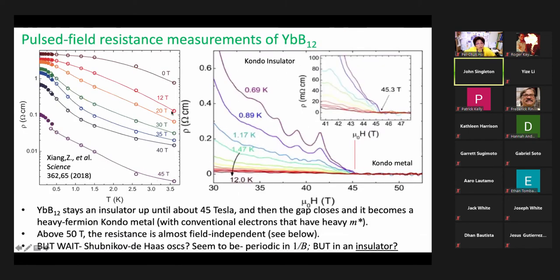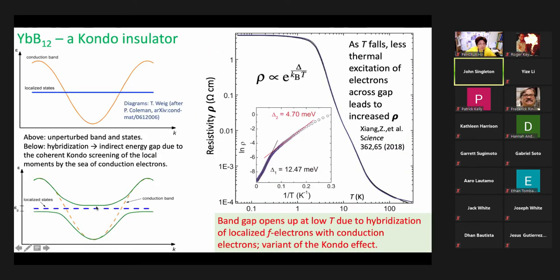So now we look at some experimental data. And here's the resistance or resistivity at various different magnetic fields as a function of temperature. And what you can see is up to 45 Tesla, the resistance is still increasing as you go down in temperature. So it's still behaving like an insulator. So it stays an insulator up until about 45 Tesla. And then the band gap on the previous page, this thing here, closes.